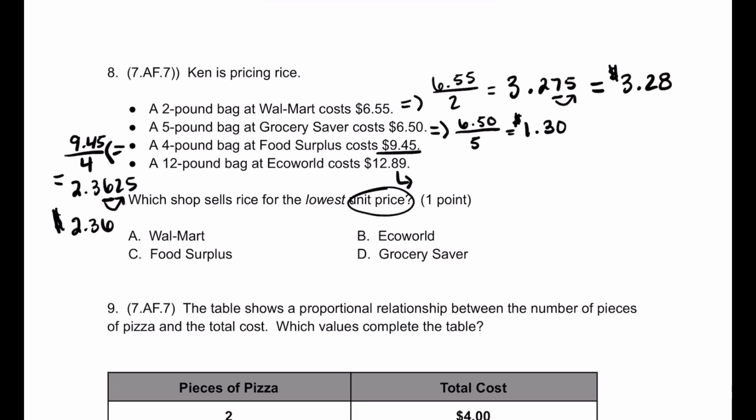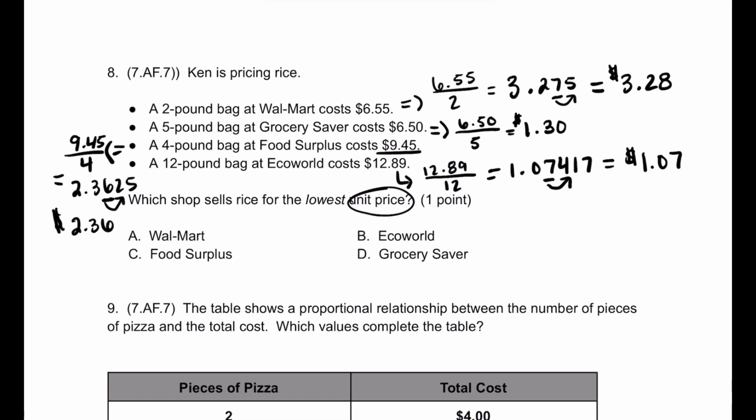And lastly, I have EcoWorld. I have $12.89 divided by the 12. When I divide 12.89 by the 12, that's going to give me a super long decimal, 1.0741. Okay. Remember, it's the hundredths place, so you want to make sure you're rounding to that. So your final answer here is $1.07, because the 4 is not high enough for me to round that 7 up.